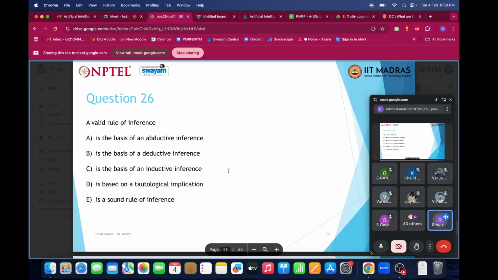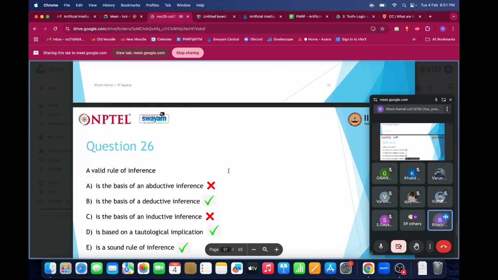So let's move on to the next question then. This question asks us, what is a valid rule of inference? Which of these do you think would be correct? B and D, probably E. That's right. I think you covered all the correct options.